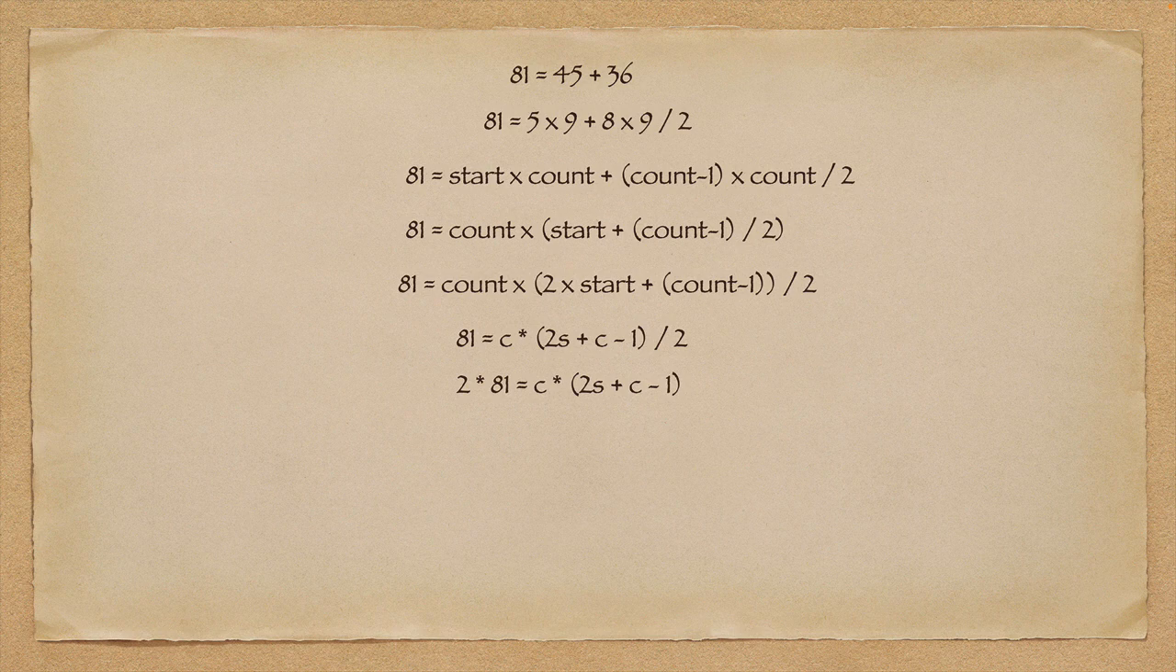Now why I'm doing this is because C as well as 2S plus C minus 1 need to be integers, which means I can expand these factors as 2 times 3 times 3 times 3 times 3 is equal to C times 2S plus C minus 1. So in other words, I can combine factors on the left and try to equate it on the right, and that should give me a way to figure out what the count is.